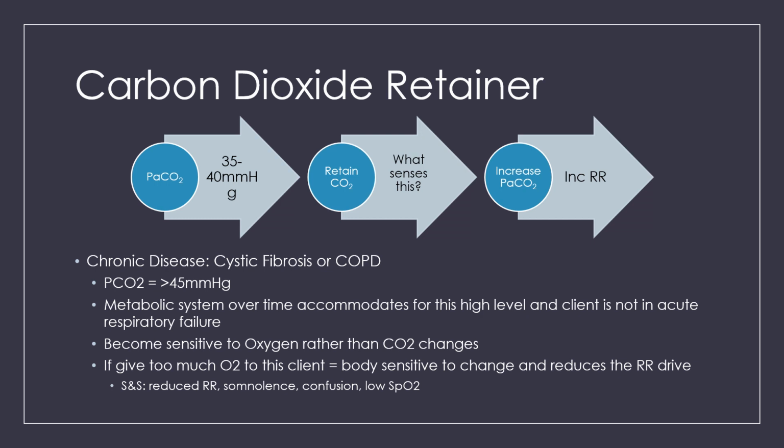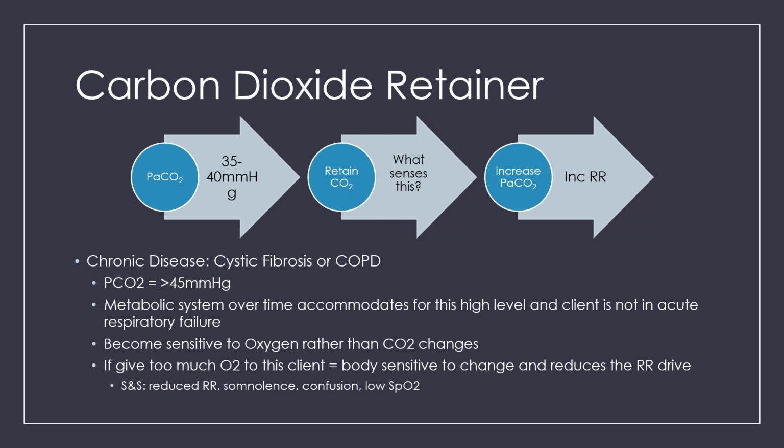And so the metabolic system over time accommodates for the high level of CO2, and the client is not in acute respiratory failure. But the problem is that we become sensitive to oxygen rather than carbon dioxide changes. And so instead of us breathing deeper to breathe off CO2, instead we become sensitive to the oxygen, not the CO2 level. So if we give this person too much oxygen, then their body is sensitive to that. And so they change and they think they're having too much oxygen, and so they reduce their respiratory drive.